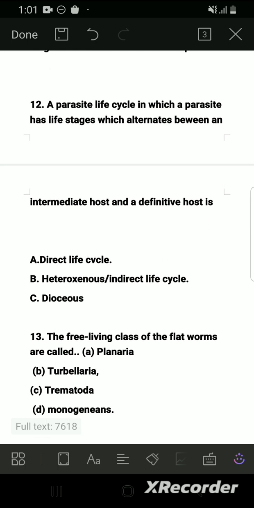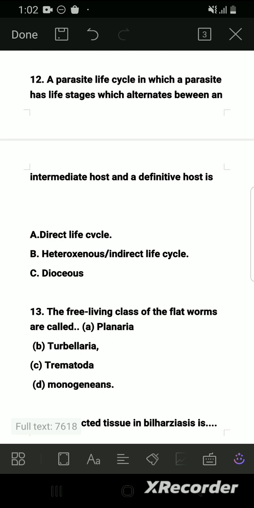Then coming to direct life cycle, it cannot be involved in a parasite that alternates between hosts. So it's not a direct parasite. For direct life cycle, we can name parasites like Ascaris lumbricoides and Enterobius vermicularis. But for the indirect life cycle, we have two forms, the homogeneous and the heterogeneous. For the homogeneous, we can name a parasite like Schistosoma species. That means they have one intermediate host, homo meaning one. But heterogeneous means they have two intermediate hosts apart from the definitive host.